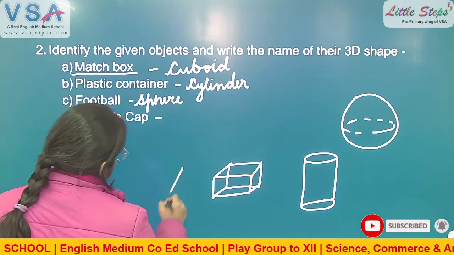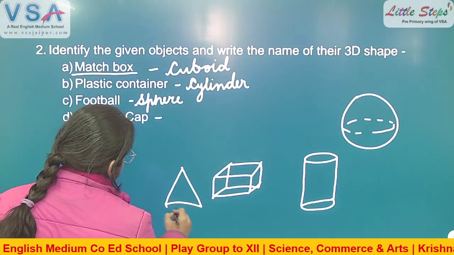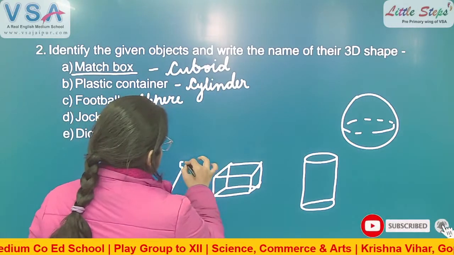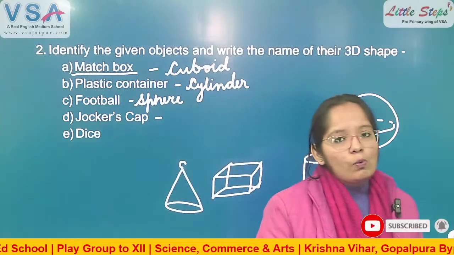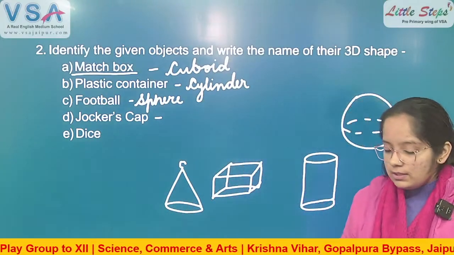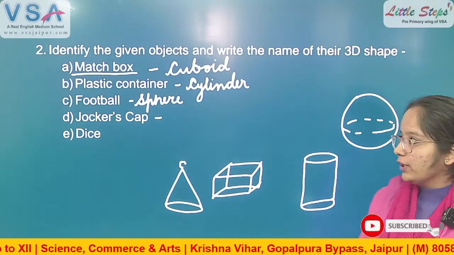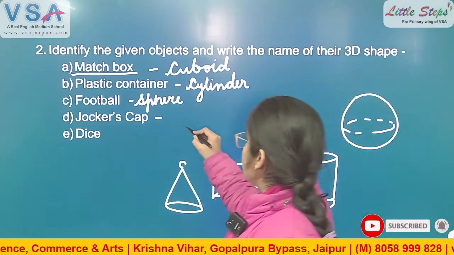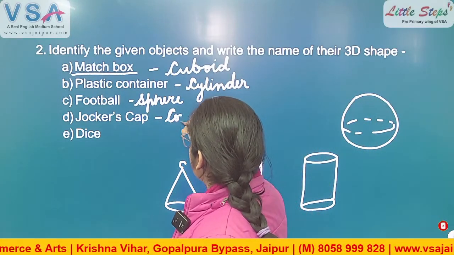Next is the joker's cap. The joker's cap looks something like this. So, what is the shape of the joker's cap? It is a cone.